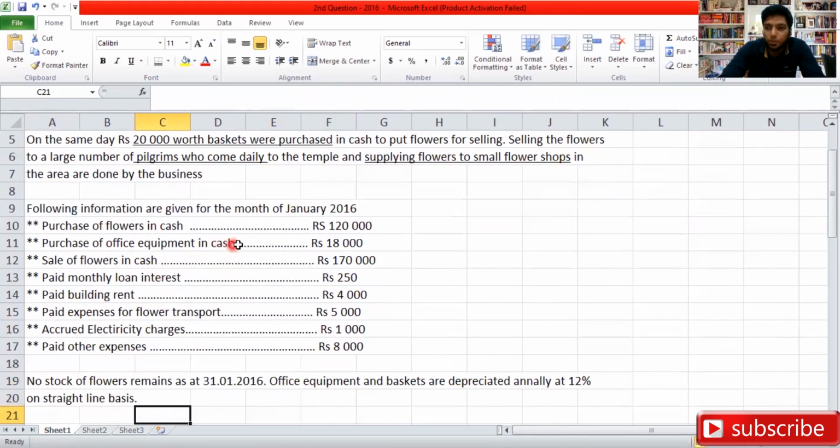So they have given some information about the business expenses, purchases and sales they have done. The following information is given for the month of January 2016. Purchase of flowers in cash is 120,000. Purchase of office equipment in cash is 18,000. Sale of flowers in cash is 170,000. Paid monthly loan interest is 250. Paid building rent is 4,000. Paid expenses for lorry transport for flowers is 5,000. Accrued electricity charges is rupees 1,000 and paid other expenses rupees 8,000.